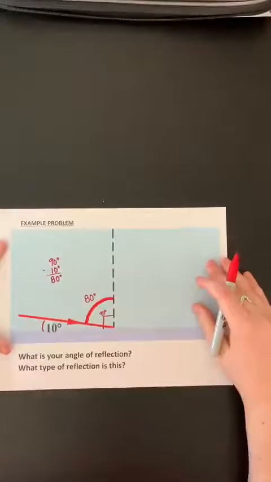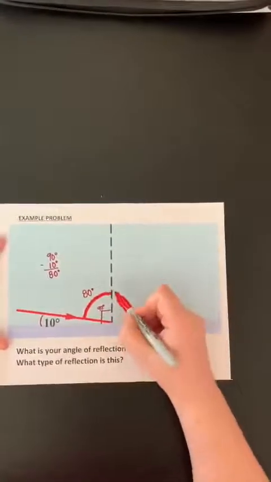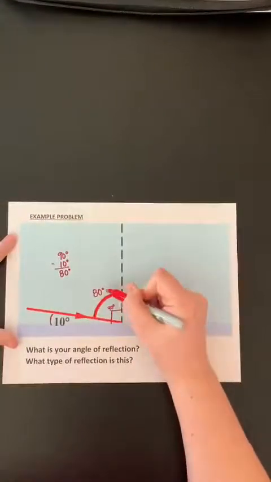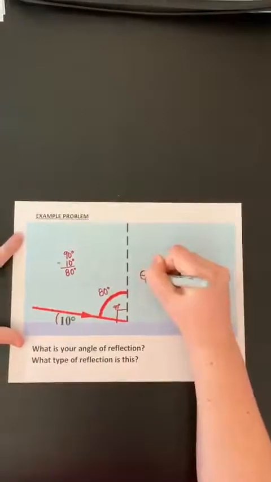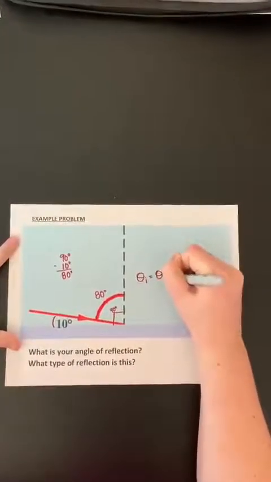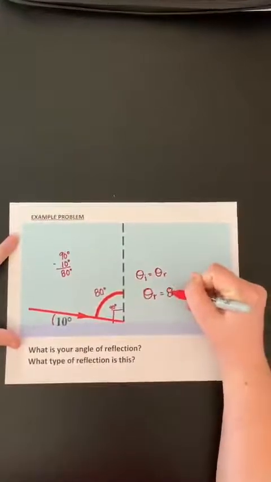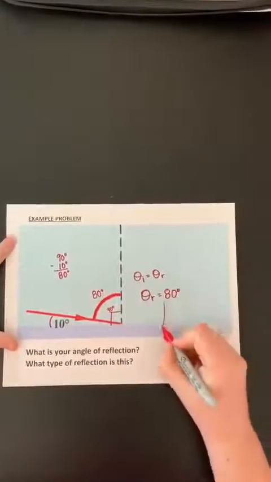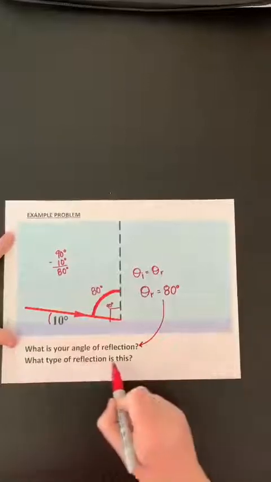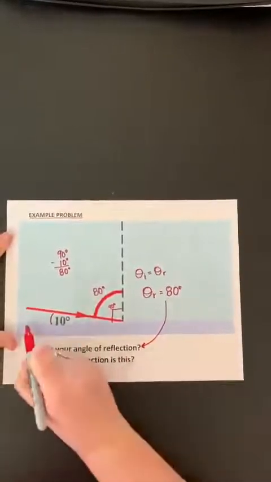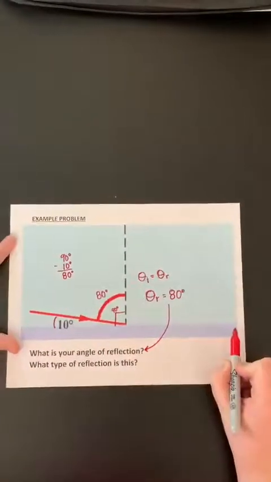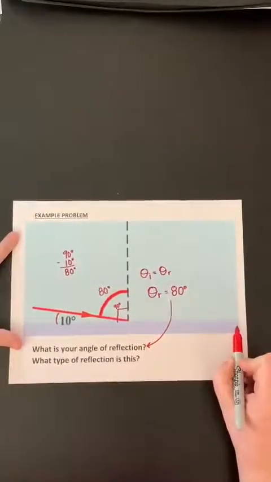Because of the law of reflection, we know that the angle of reflection is going to be the same as our angle of incidence. So we know that our angle of reflection is going to equal 80 degrees. What type of reflection is this? Well, because we have a smooth surface, this is a specular reflection.